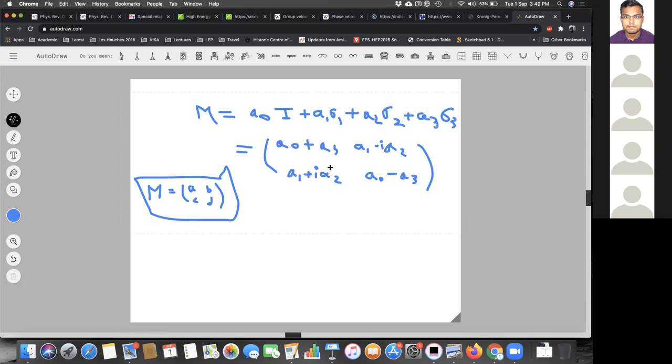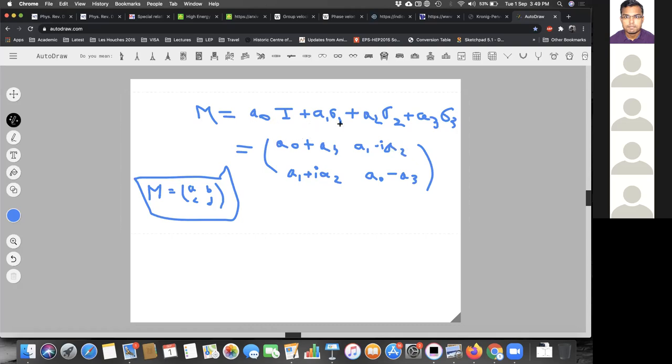C and B, you have to actually, I don't know how we should do that. A1 minus iA2. Won't B and C be the same? Yeah. So in general, these are complex entries also. So only the imaginary part of A2 can contribute here, right? And not the real part.